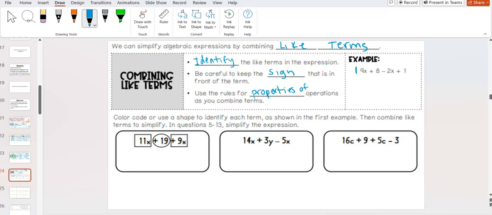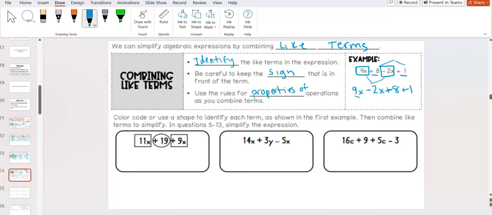So I might box all of my x's, including the sign in front, and then maybe I'll just underline my non-x's. And then I'll go ahead and use my properties of operations to rearrange my work here. So I can pull these together and do 9x minus 2x, and then I'll pull these two together and make that 8 plus 1. So you can see how I'm grouping these like terms together.